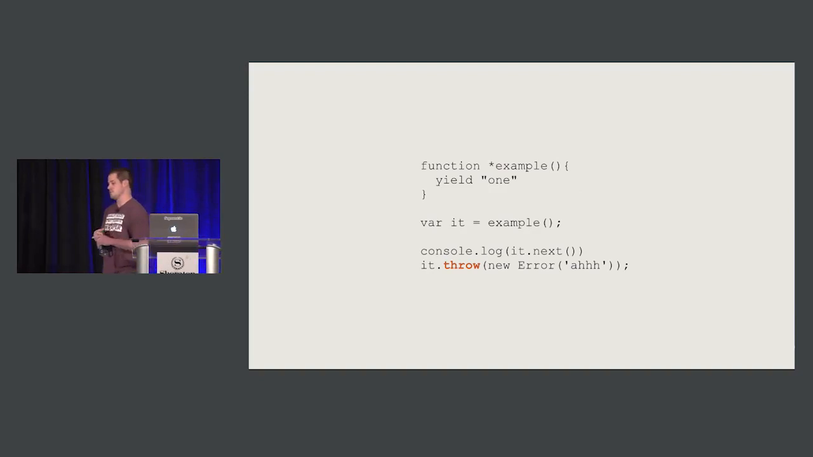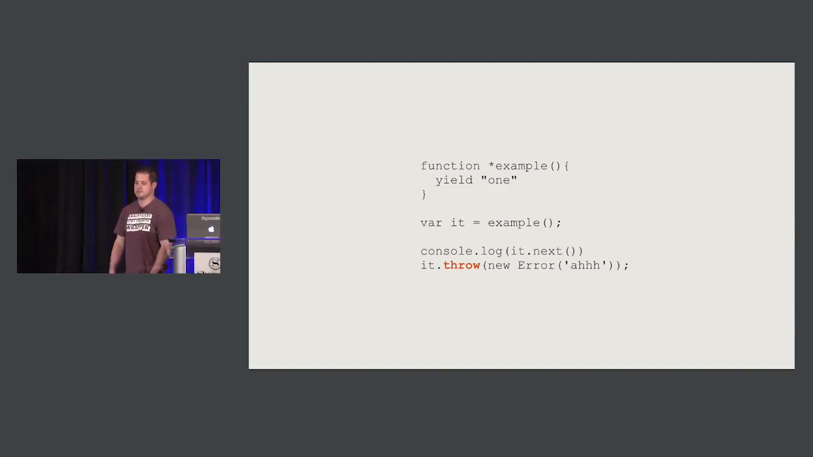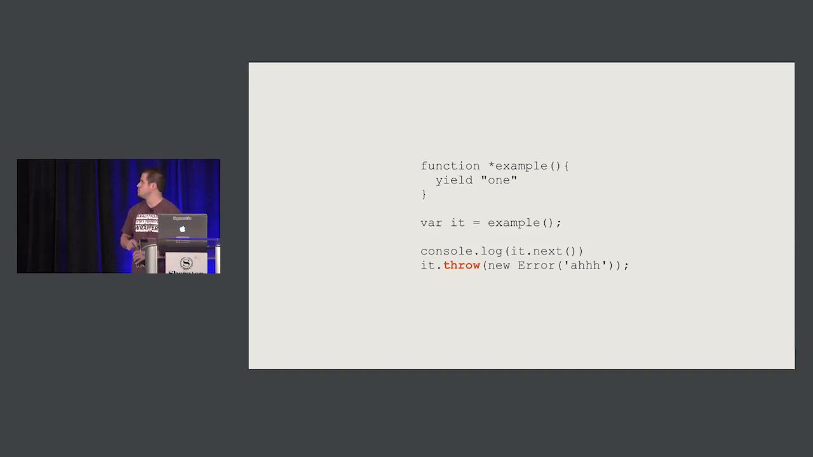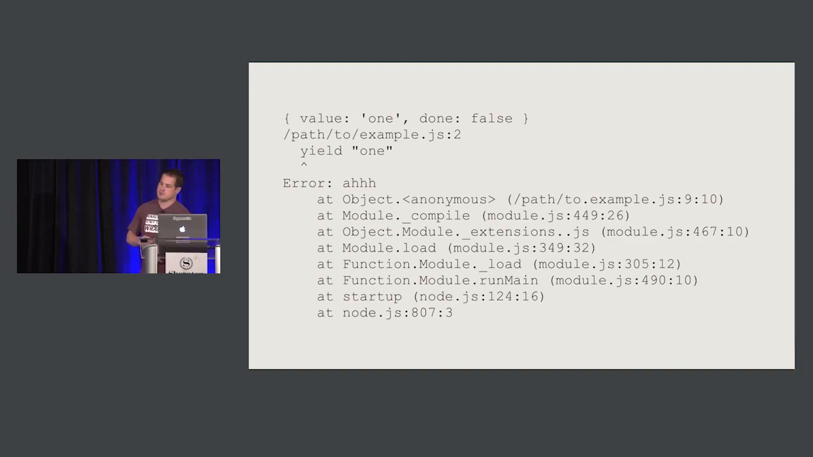But the third really interesting thing with generators is it also has a throw method on the generator. And you can throw an error inside of the generator. So in this example, we're going to iterate up to the first time, and then we're going to throw an error. And you can see here that we got our first iteration out, but then we get an exception thrown.